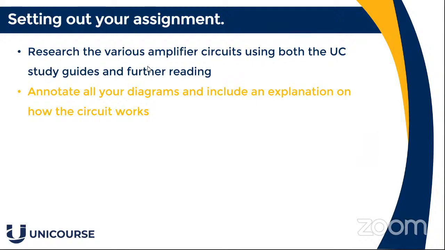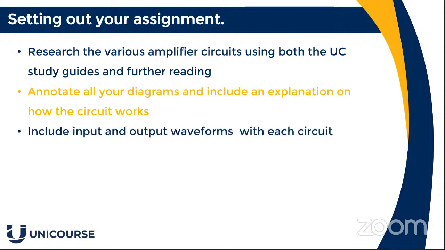So various circuits, study guides and further reading, annotate your diagrams, explanation of how the circuit works, input and output waveforms. In your case, for the oscillator, it's just generally output waveforms, but there is one circuit where you can look at two waveforms, which I mentioned earlier. I think one was where you'll see it connected to a capacitor, which you get a sawtooth, and you get a square wave.